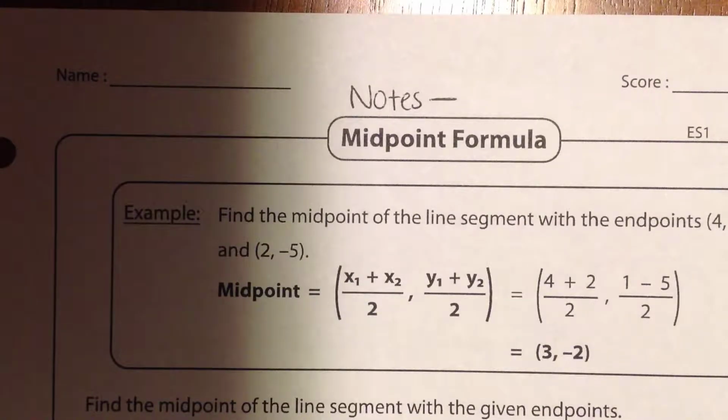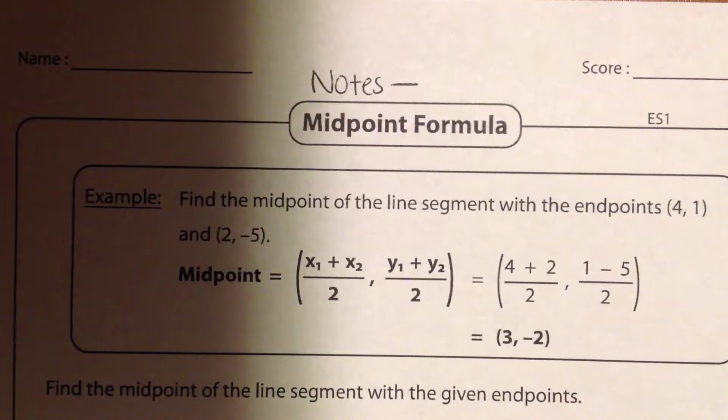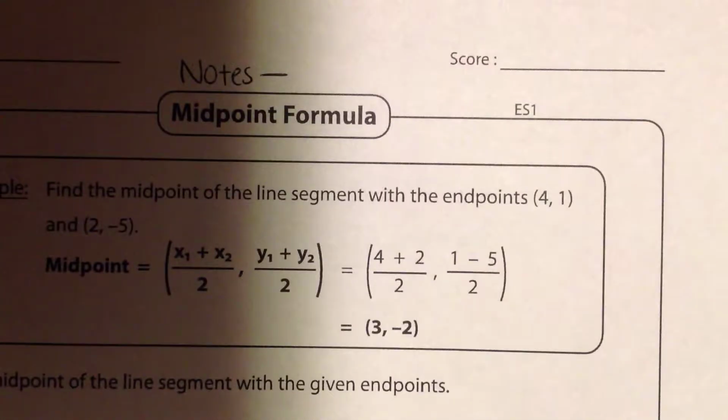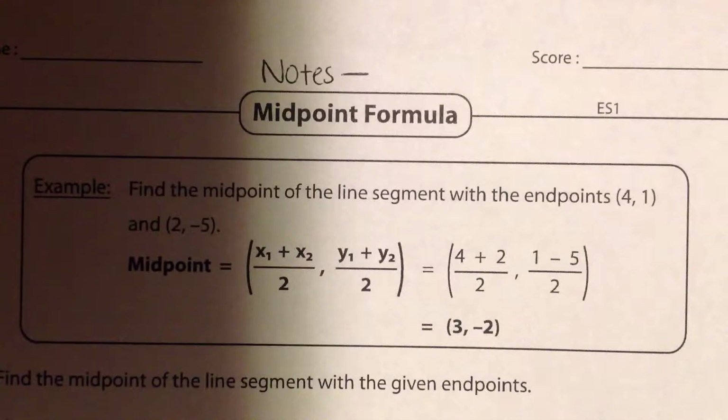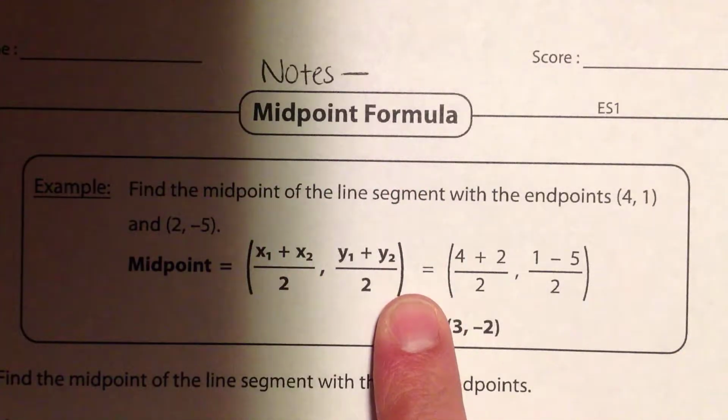Alright, in this video we're going to talk about how to find the midpoint between 2 points on a coordinate grid. So the example says to find the midpoint of the line segment with the endpoints (4, 1) and (2, negative 5). So our midpoint formula is finding the average between our 2 points.